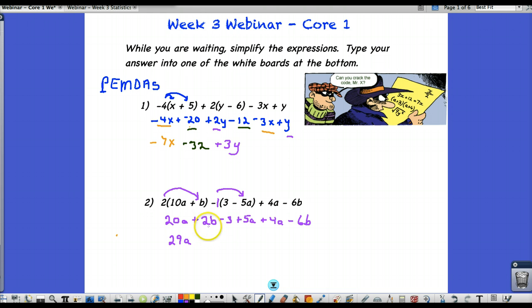Then let's go to our b's. We've got 2b minus 6b. Well, 2 minus 6 is a negative 4, so that would be negative 4b. And then finally, we just have this lone little 3 out here, this negative 3. We don't want to forget about that. All right, good.